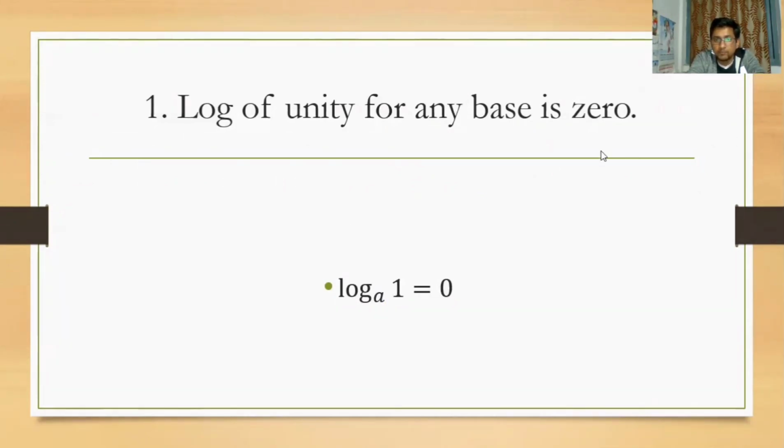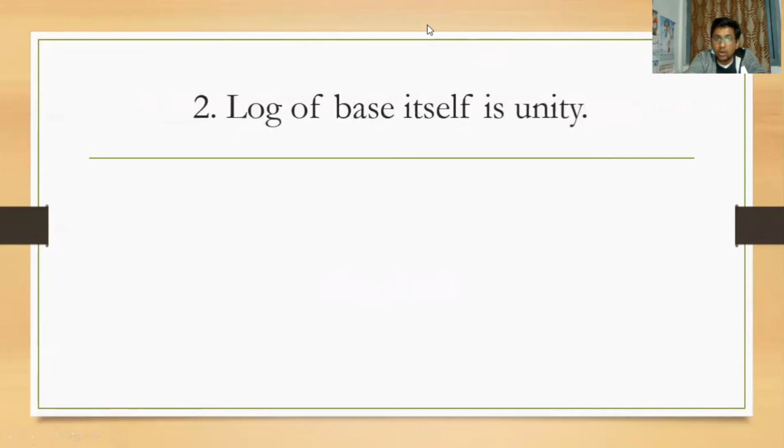Next property then. Yes. Now log of base itself is unity. Log of base itself is unity का मतलब क्या है देखो. Just try to understand this. That means log, suppose for example I have a number maybe a, ठीक है, and if the base is also a, then the answer is unity. Unity means 1. हमेशा याद रखना. If the base and the number whose logarithm I'm supposed to calculate, if both of them are equal, then the answer comes as 1.